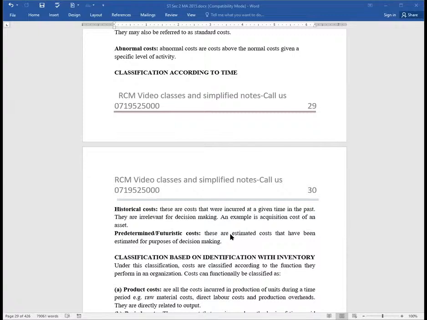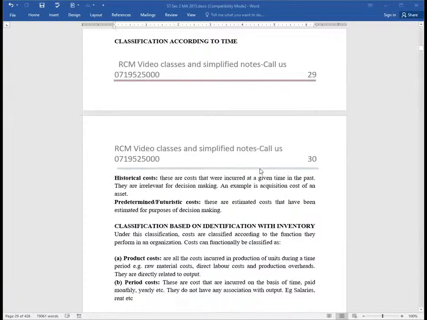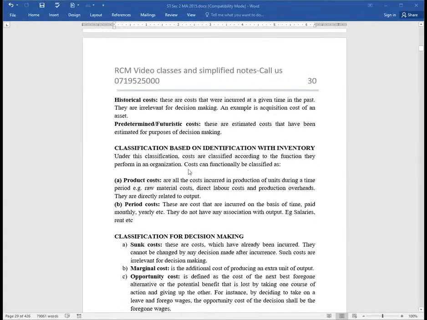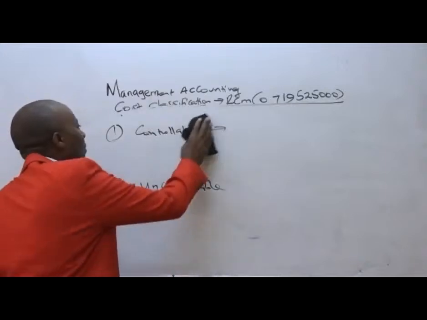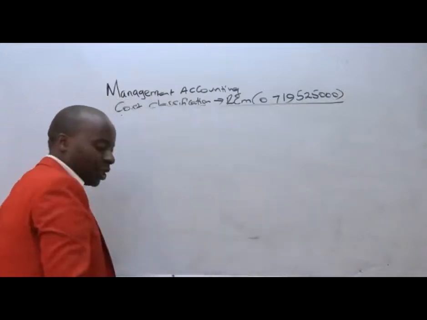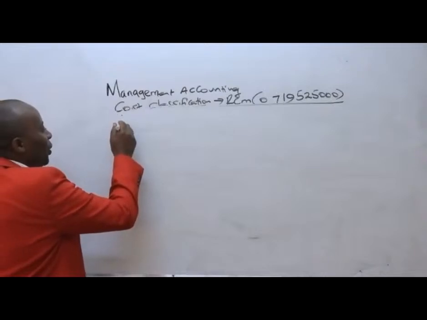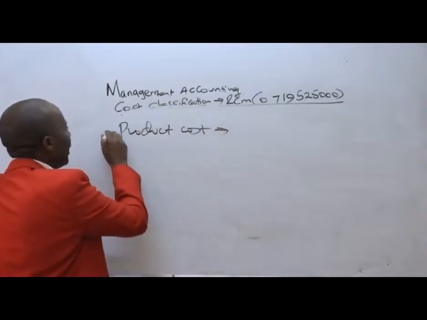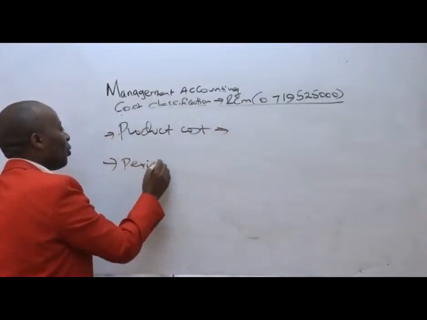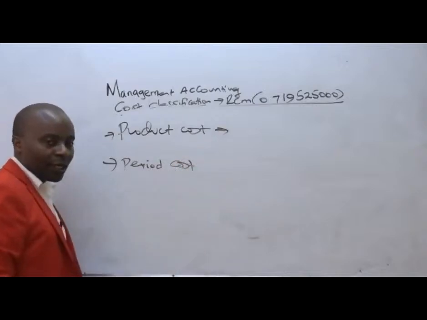And then now we have classification based on identification with inventory. Under identification with inventory, we have got two classes. We have the product costs and the period costs. Under classification with the inventory, we have what we call product costs, and then number two, we have what we call the period or periodic costs.